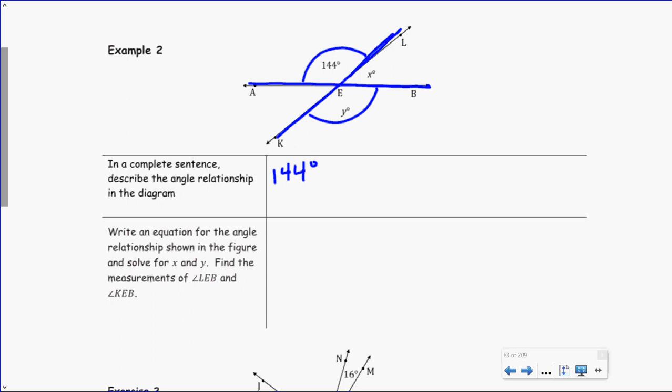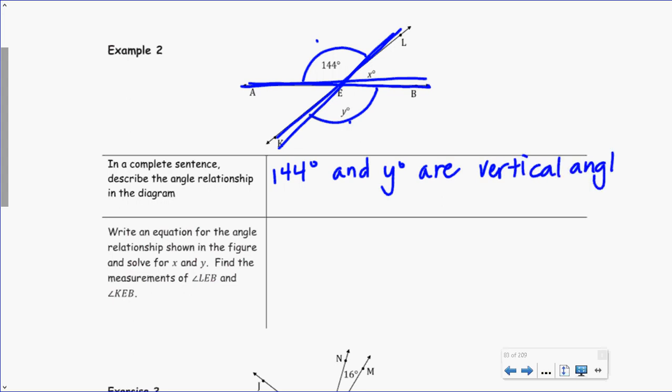There's two lines, and they intersect, and we're talking about the angles opposite of each other. So 144 degrees and y degrees are what kind of angles? Did you say vertical? They are vertical angles. Okay? And therefore are equal.